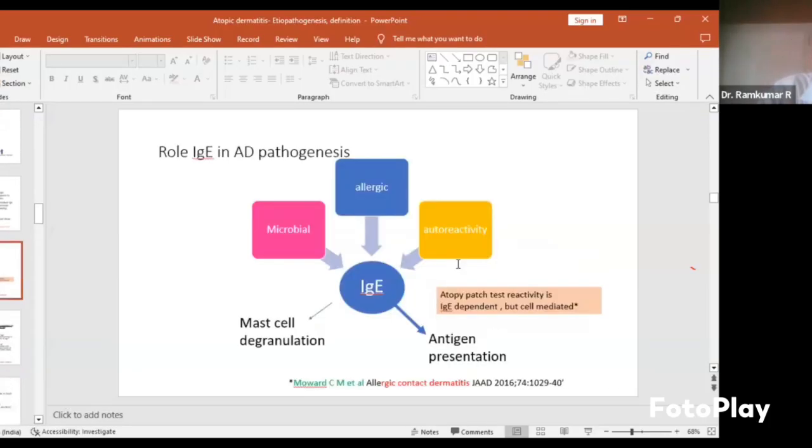Please remember, I cannot rule out the role of IgE in all cases, because the atopic patch test is positive mostly in those who show IgE reactivity. So the atopic patch test is IgE dependent but cell mediated. So IgE does have a role in the pathogenesis of atopic dermatitis. Maybe it helps in antigen presentation, but we are still not able to fully elucidate its role.